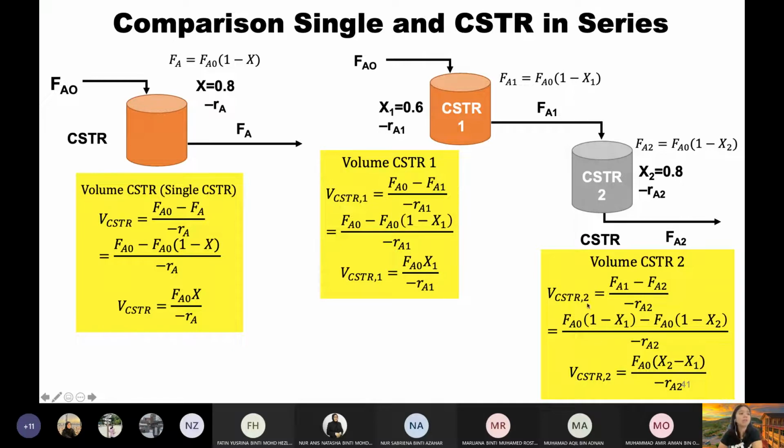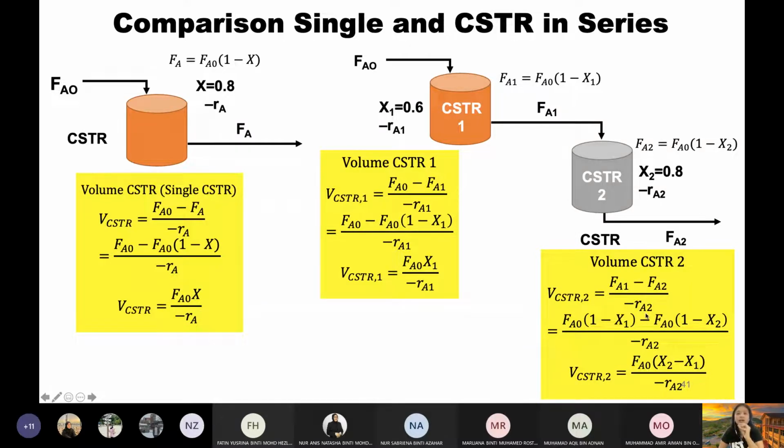Okay, so volume CSTR2 equals to yang masuk kepada reaktor kedua adalah FA1. Dah lain kan tadi reaktor pertama yang masuk FA0. Reaktor kedua yang masuk adalah FA1 minus the one that exits the second reactor, FA2. So it becomes FA1 minus FA2 per minus RA2.